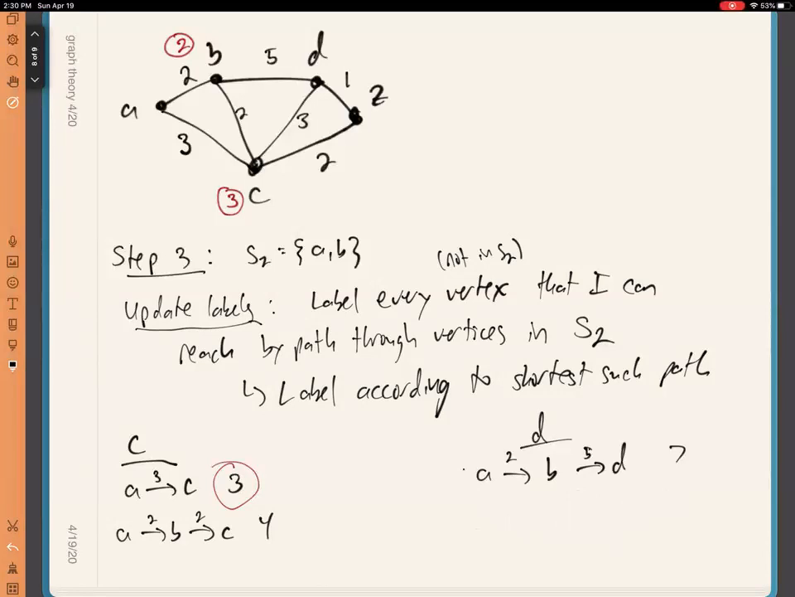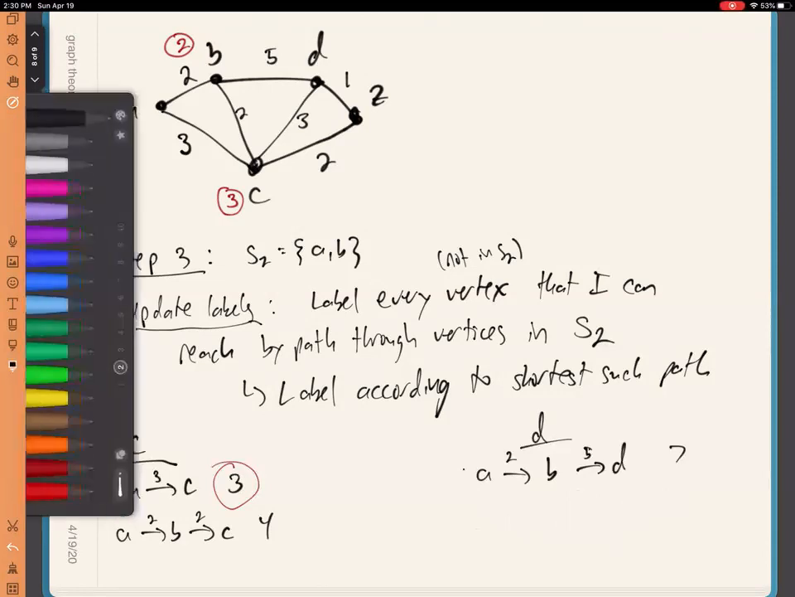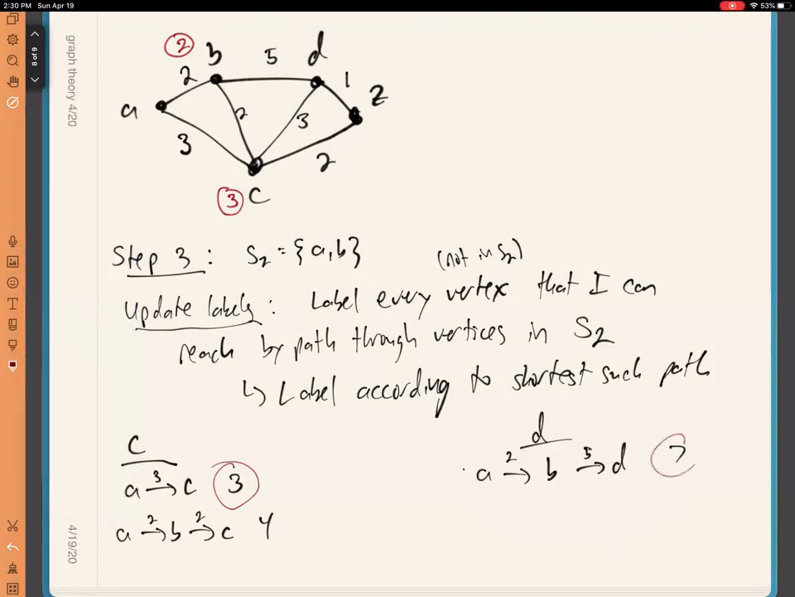And so now I'm going to update the labels according to the numbers I just got, right? So D was a 7, C was a 3. In fact, we've already labeled C and the label doesn't change. Now we can label D as a 7. B is still labeled 2, right?